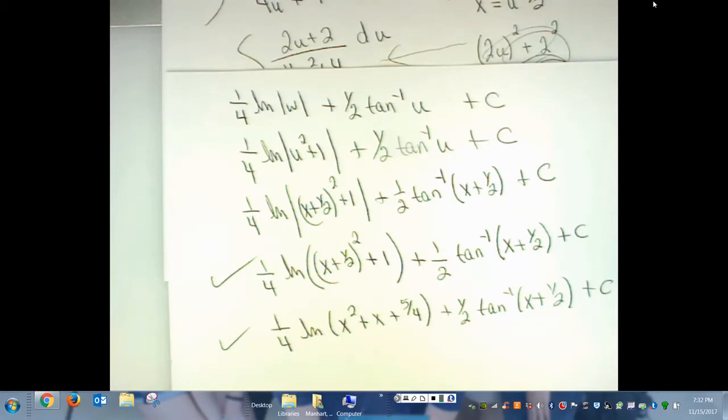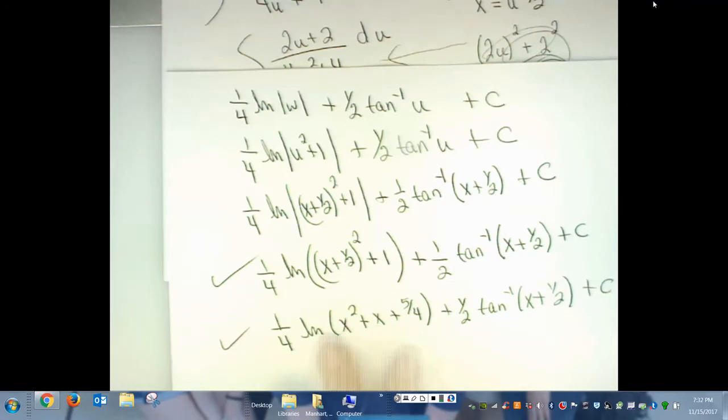I can't tell you which one the textbook prefers, because there are times when you'll see that they leave it like this. There are times when you will see that they leave it in this form. So I can't really tell you which way they decided to go with that. I hope that has been helpful. So either one of those would be okay.